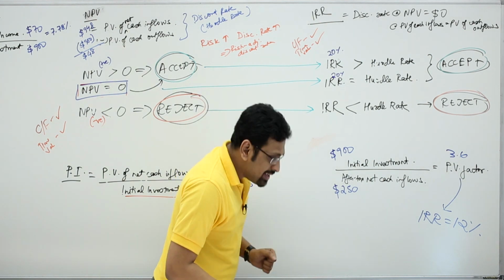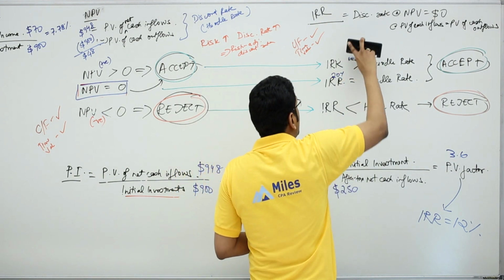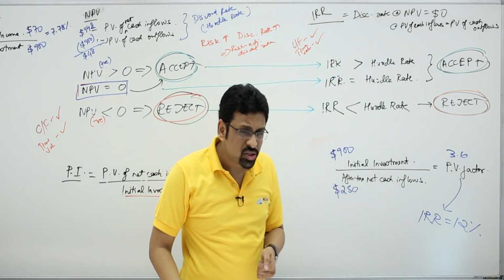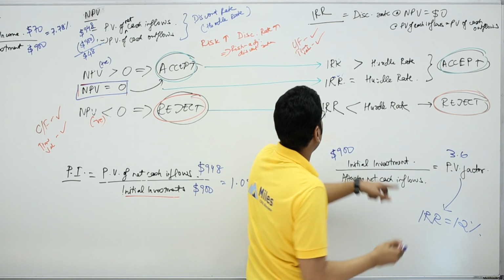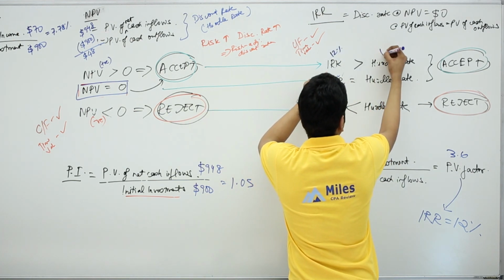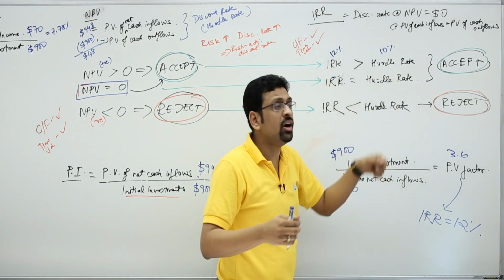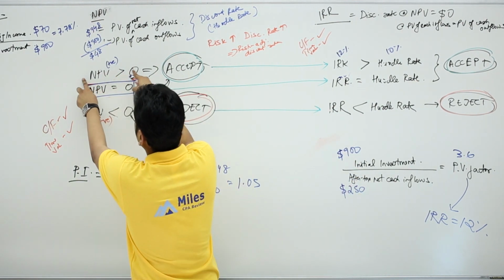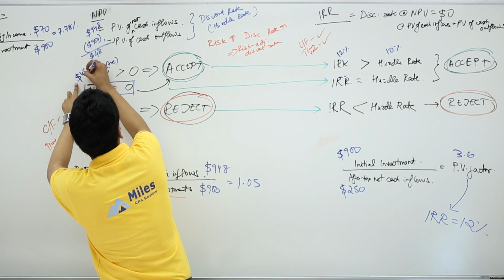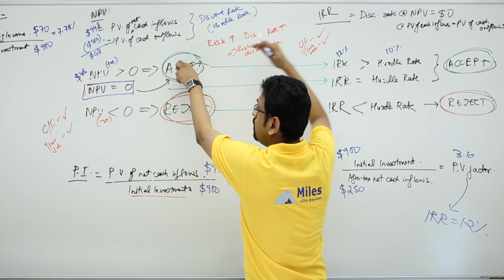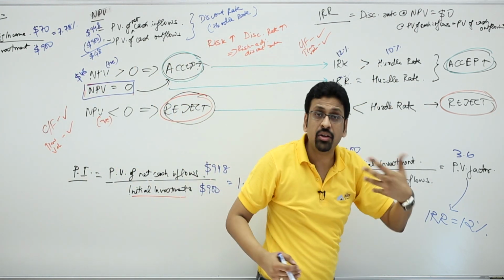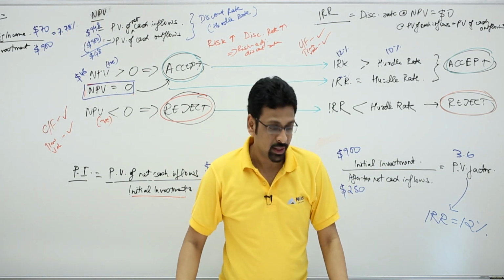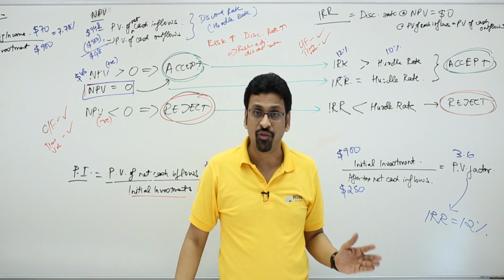Question: is the IRR more than, equal to, or less than the hurdle rate? Hurdle rate was 10%. So IRR is 12%, hurdle rate is 10%. This is more than the hurdle rate, accept. You got the same result here. We said NPV greater than 0, it's $48. Accept. So same result, because the internal rate of return that this project was generating was more than the hurdle rate that the management had set for this project.